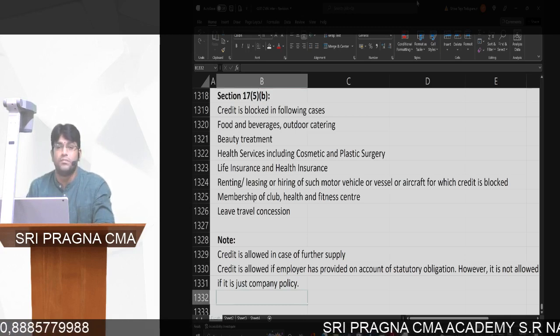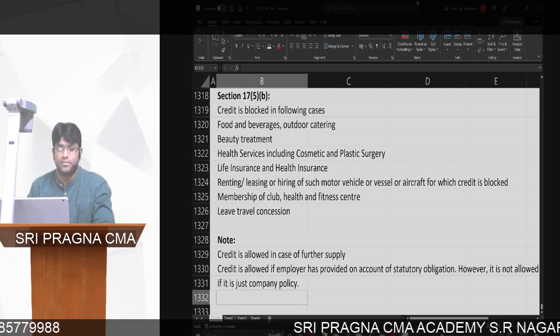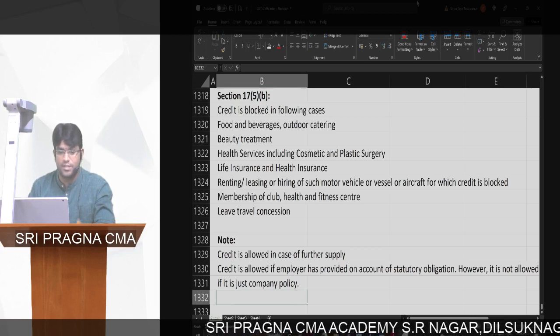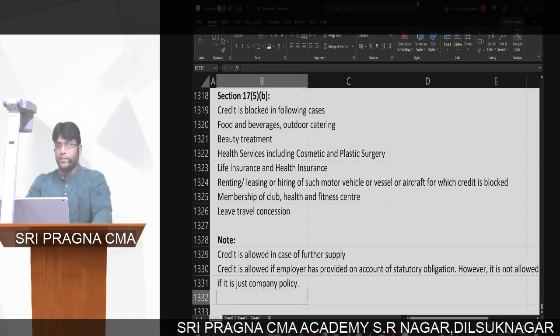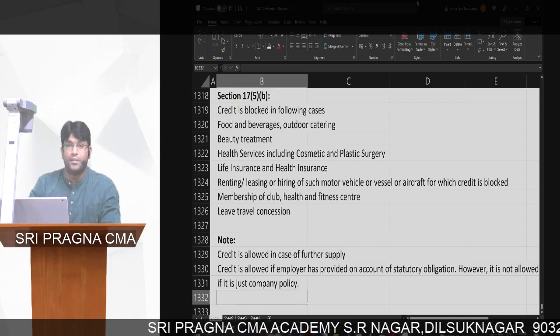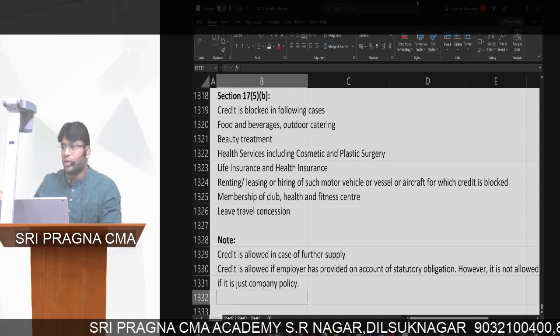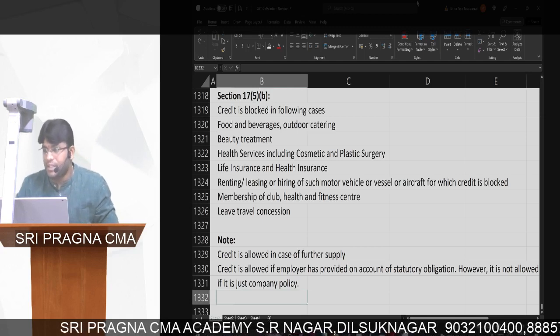Speak out, everybody. Club, renting of motor vehicle, right? Fitness center, done, clear. That is the story of 17.5 clause B. Sir, the second note is very important, it has come in the exam many times. Take it please.